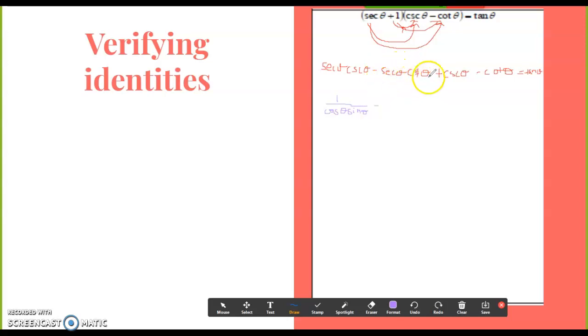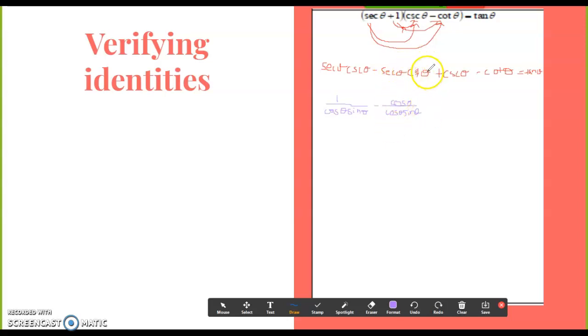Minus, same thing is happening here, except we have cotangent. Secant is 1 over cosine, so I have a cosine down here and a 1 in the numerator. But that 1 in the numerator is going to be times the cotangent. Cotangent is the cosine over sine. So in the numerator, I'll have 1 times cosine of theta, and in the denominator, I'll have another sine from that cotangent. So I would have cosine of theta over cosine of theta times sine of theta.